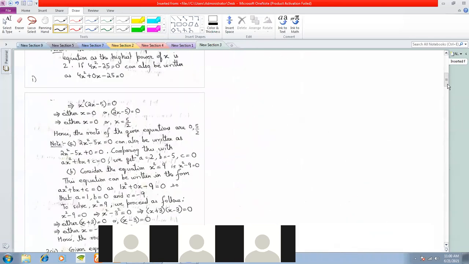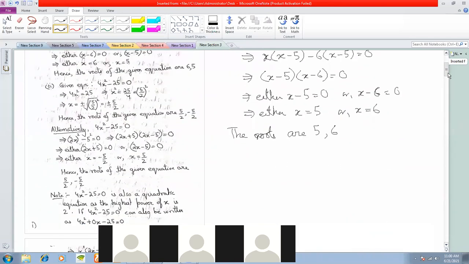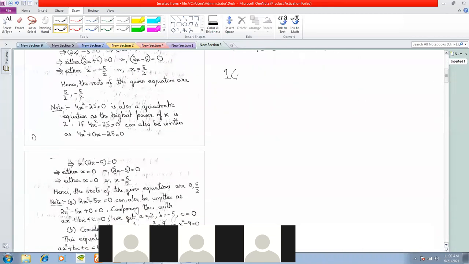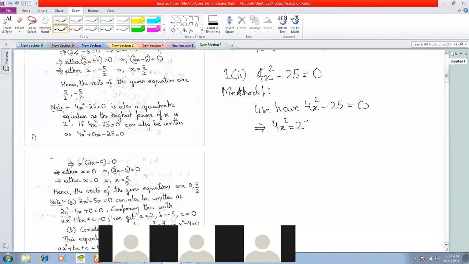Next one. Now I want to solve this one part 2. The question here is solve 4x square minus 25 is equal to 0. Now there are two methods of solving this. The first method is the direct method. What you do is method 1. We have 4x square minus 25 is equal to 0. That means 4x square must be equal to 25. That means x square must be equal to 25 by 4.